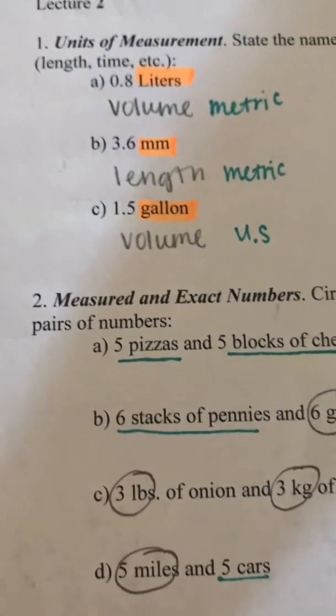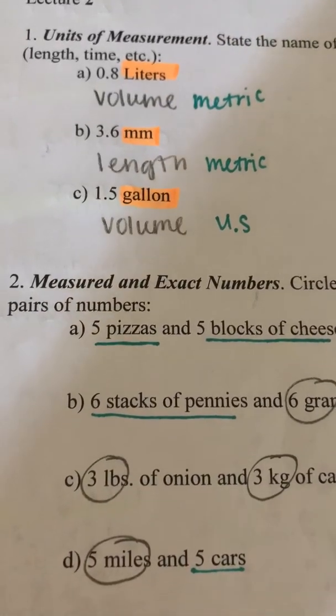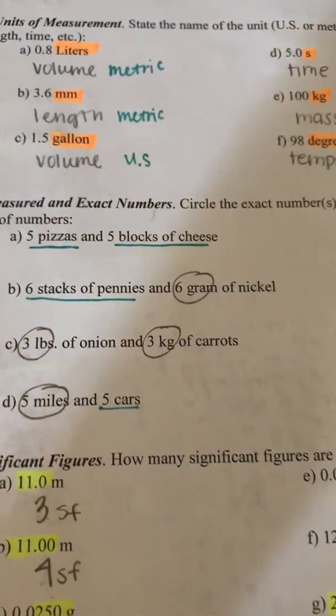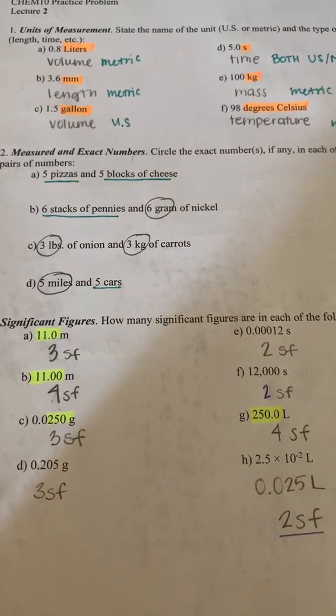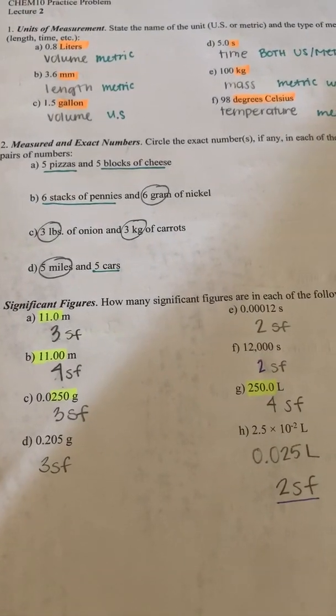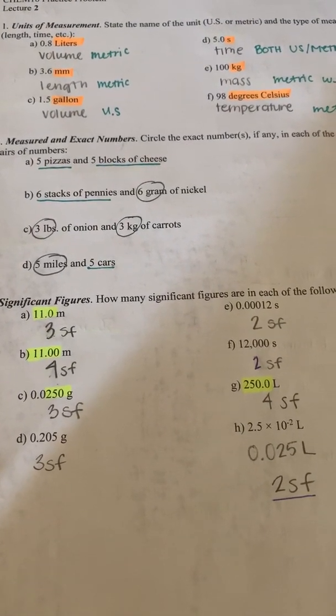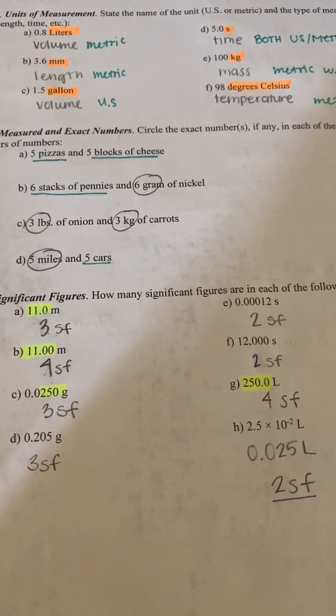So for today, I'm going to talk about Chem 10 practice problem lecture 2. For the first problem, it says unit of measurement. State the name of the unit, US or metric, and the type of measurement: length, time, mass, volume, etc.